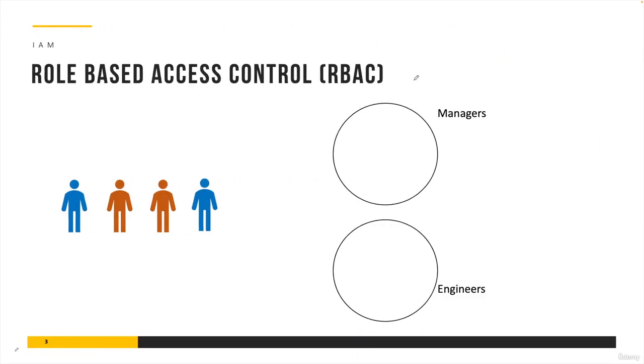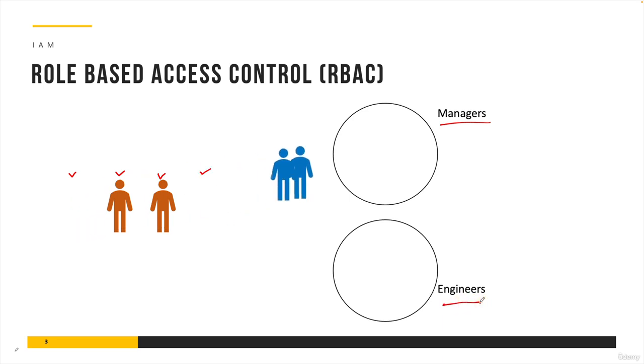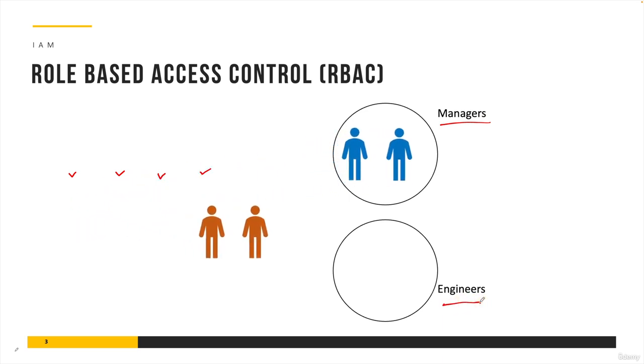Let me give you an example. Let's say in an organization you have a bunch of people, and there are two big groups or two different roles who need different types of permissions. Instead of assigning permissions individually to each of these users, and here there are just 4, imagine you have 4,000 employees, what you do is create roles like managers or engineers, and then you assign people to those roles.